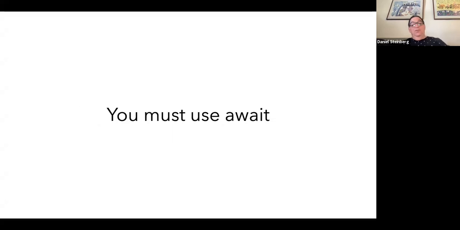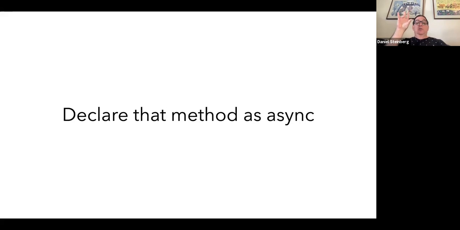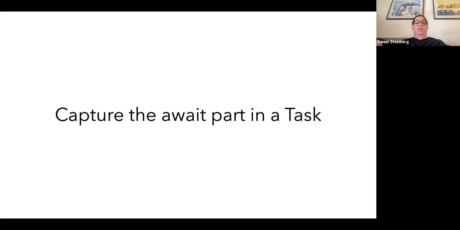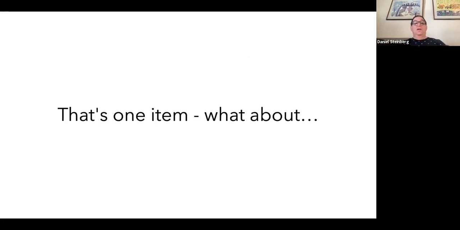If you call an async method, you have to use await. And if you have something that is await and it's inside of a method, your two choices are either you declare the method as async, that's how you pass it on, or you handle it by capturing the await part in a task. And there's task and task detached. And again, those are beyond the scope of this talk. Okay, that's how we deal with one asynchronous item.